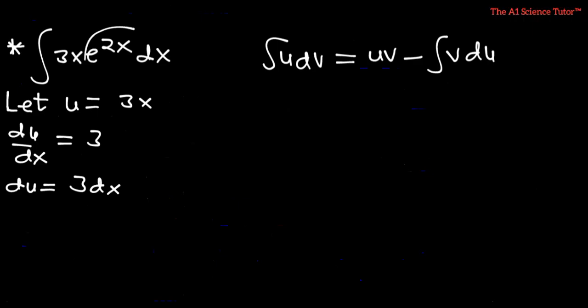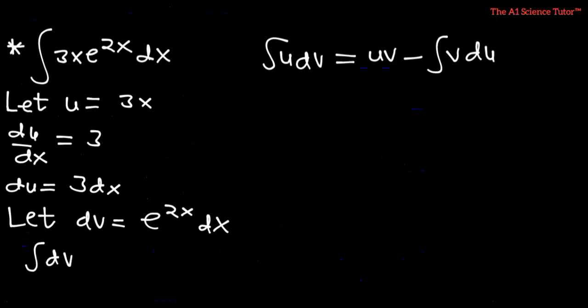Then we need to take e raised to the power of 2x as dv. Now, e raised to the power of 2x will be combined with dx. So that is going to be dv, and that is equal to e raised to the 2x dx. Now, we need to integrate this. So that will be integral dv, and that is equal to integral e to the 2x dx.